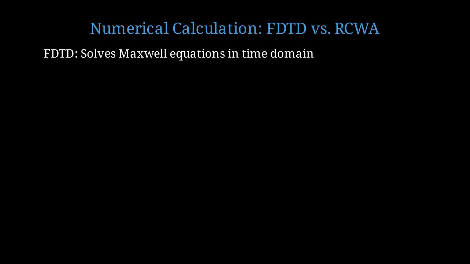The decay time gives you Q. The quality factor Q equals omega 0 tau over 2, where tau is the field decay time constant. By fitting the exponential decay, you extract Q.